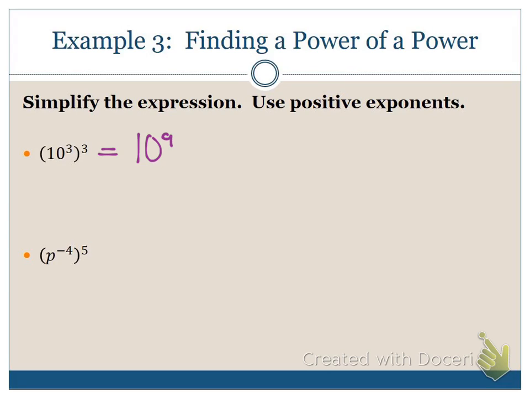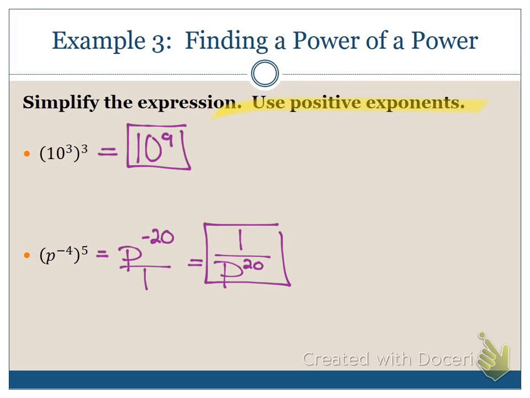What about the second one? P to the negative 20th power. But wait. Use positive exponents. How can I turn the negative 20th power into a positive exponent? Jonathan? You make it 1 over p to the 20th. You flip the fraction. Remember, any whole number is over 1, so if I flip the fraction, it now reverses the sign of my exponent, which is exactly what I need. So it's 1 over p to the 20th.